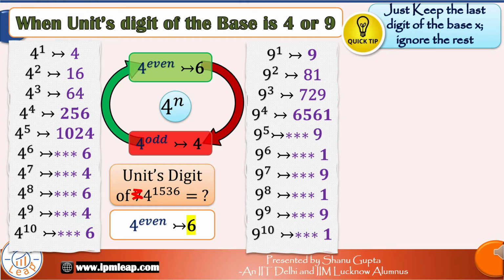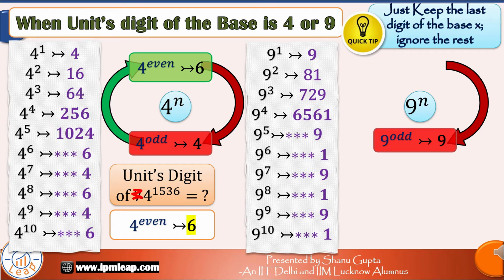9, 1, 9, 1 is the alternating pattern for the units digit of 9. Again, two different possibilities for units digit, so cyclicity is 2. So just remember that 9 raised power 1 and also any odd power of 9 will have a units digit of 9, whereas 9 raised power 2 or any even power of 9 will have a units digit of 1.